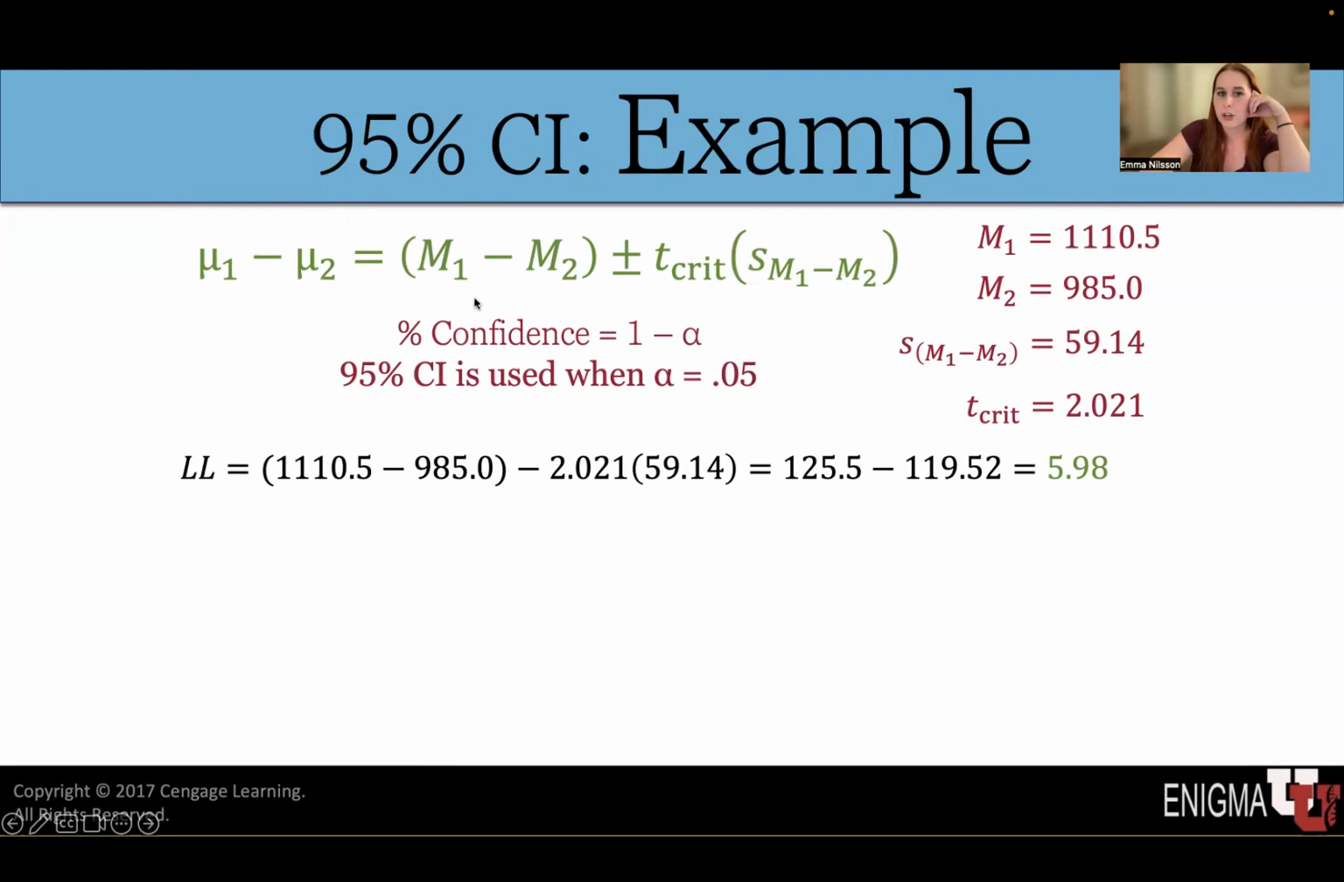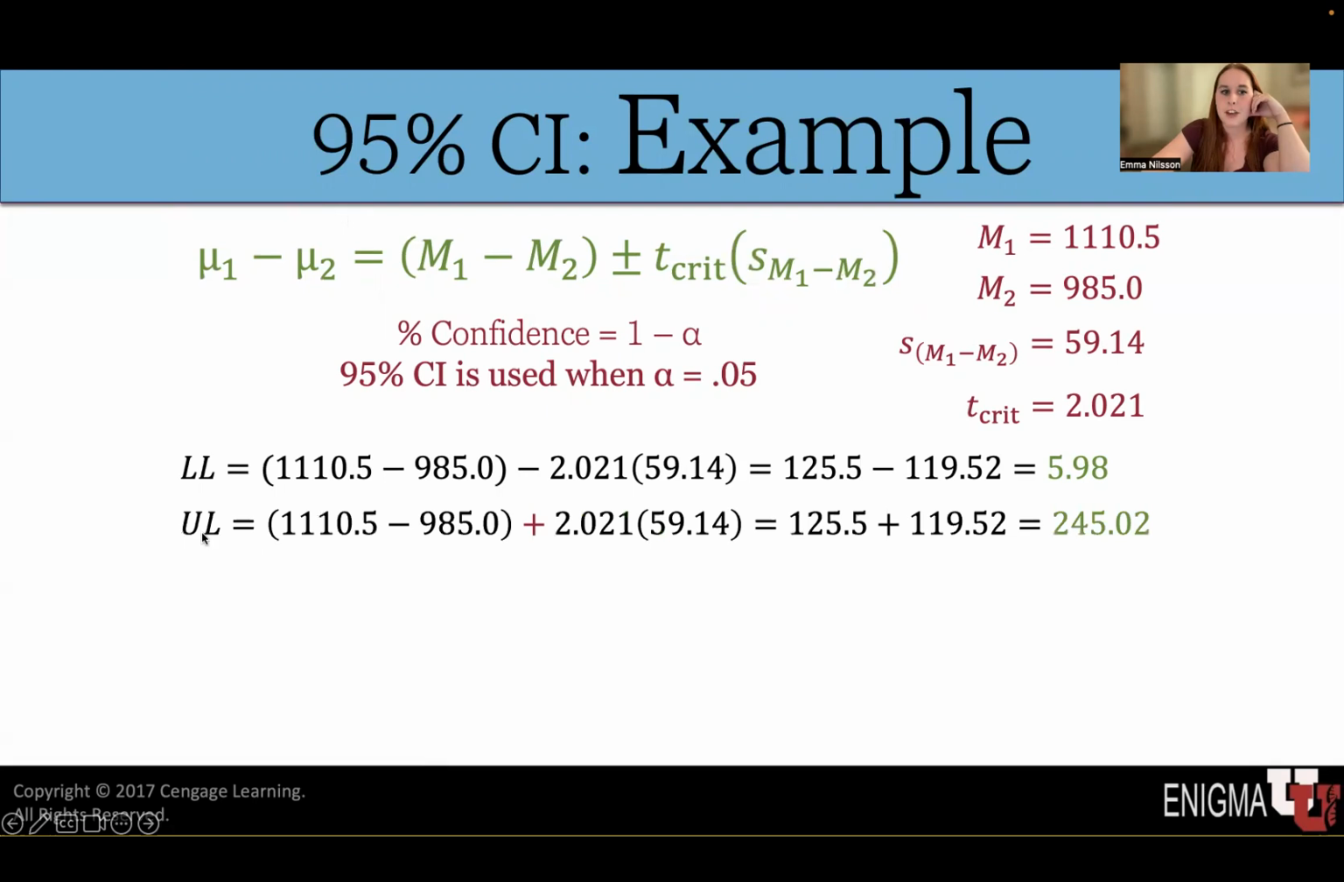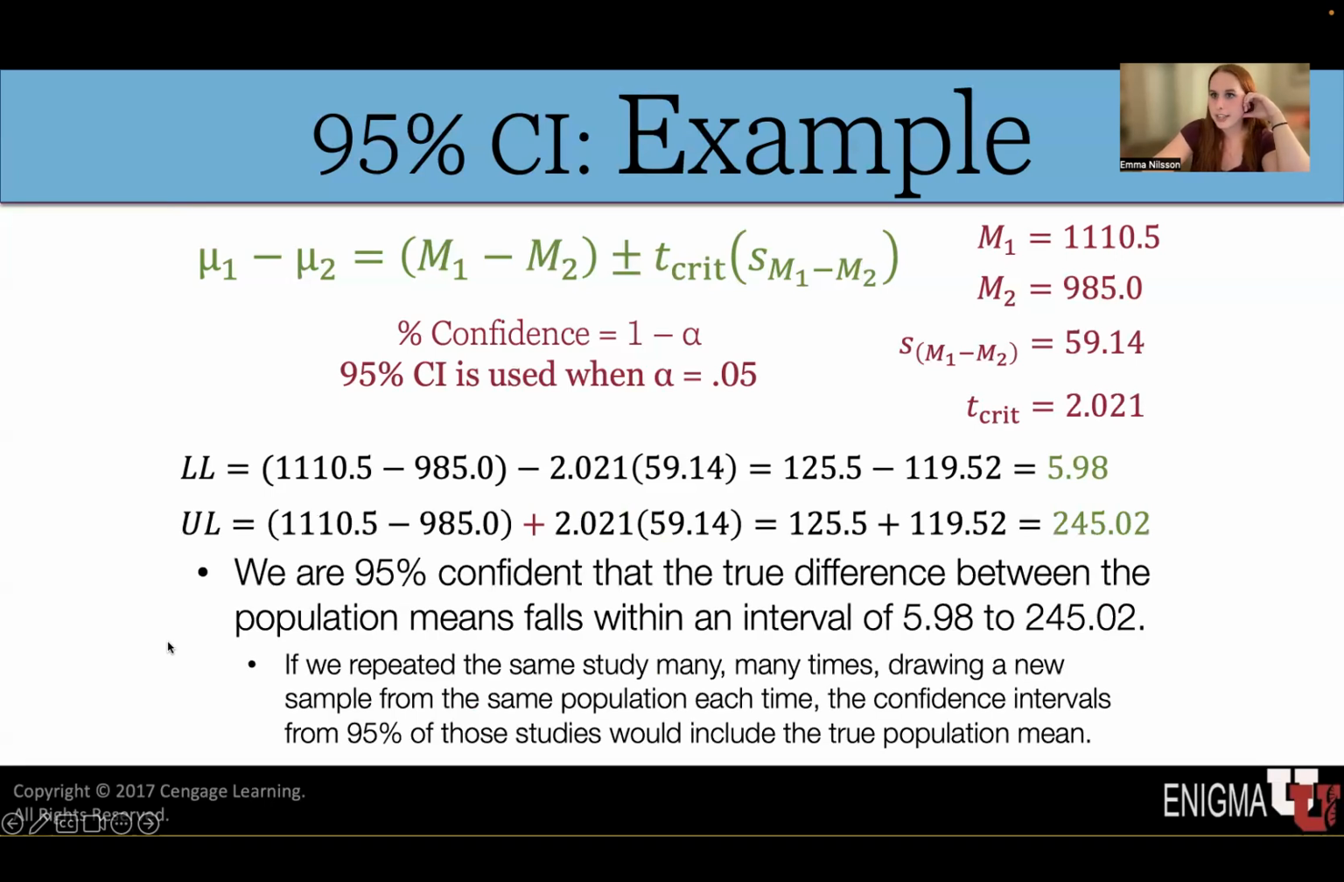The lower limit we're going to calculate as the difference between the means minus our t-critical value times the standard error of the difference in the means. So the lower limit is 5.98. The upper limit is going to be that same difference, but plus this last part, and that's going to be 245.02. So what that means is we are 95% confident that the true difference between the population means falls within an interval of 5.98 to 245.02.